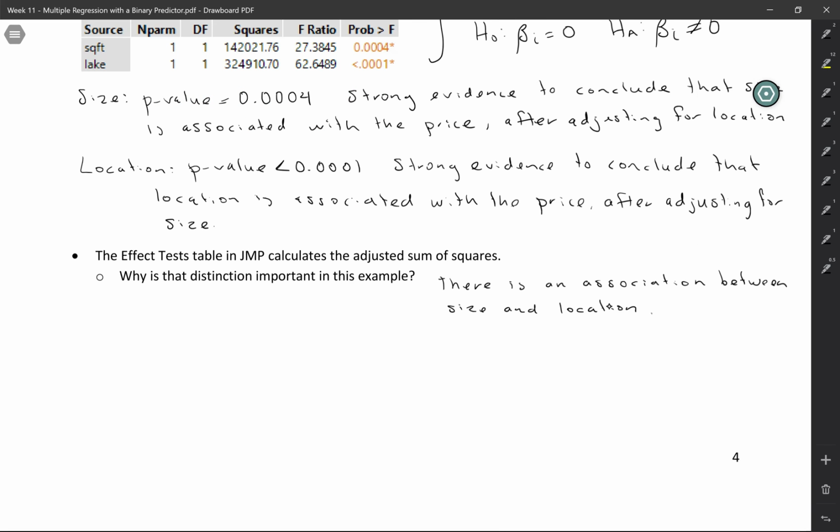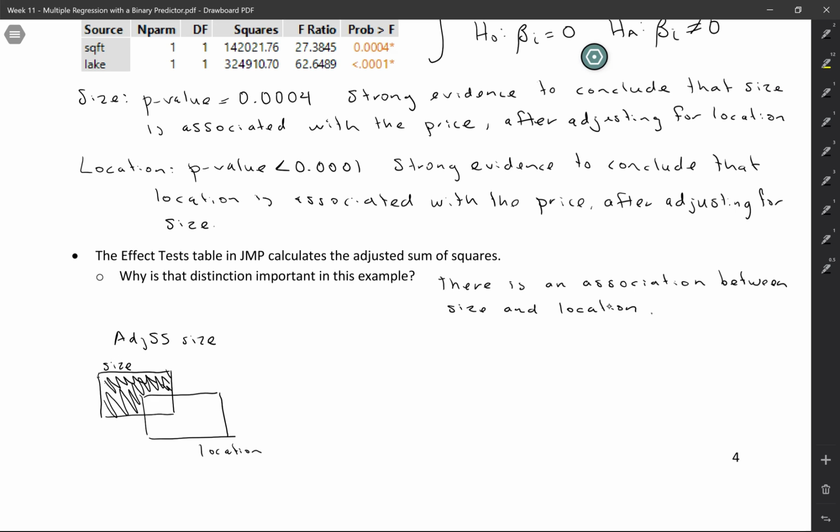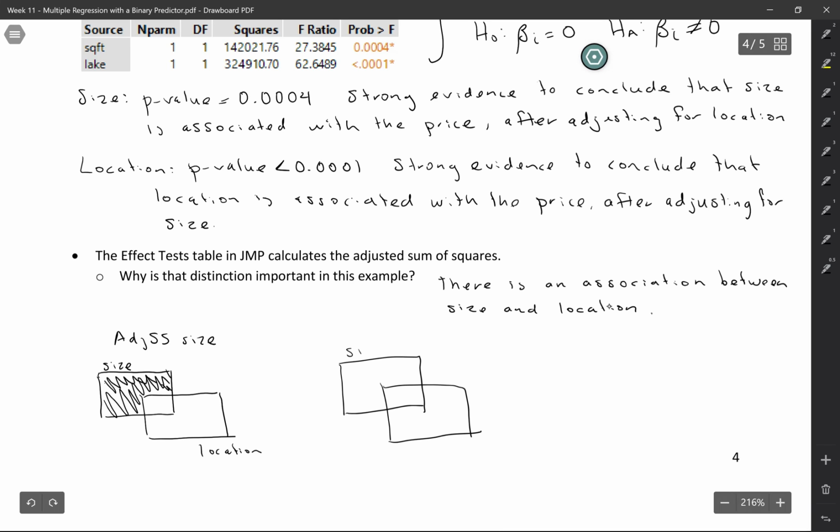So I'm just going to draw a simple little illustration here. So let's let this box be the variability that's explained by size, and I'm going to draw an overlapping box that shows the variability explained by location. So if I think about what's being measured by the adjusted sums of squares for size, basically it's only the unique contribution of size. So I'm not including that covariation, the part in the middle. And I could do the same sort of thing for location. So again, this one is size, this one is location. Sorry, these boxes are getting very messy. But if I wanted to look at the adjusted sums of squares for location, then I'm talking about just this part that is uniquely explained by location. I'm not going to include the covariation in the middle.